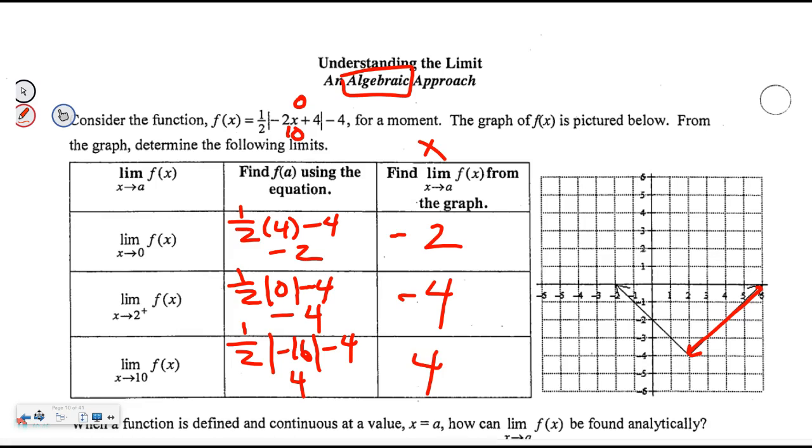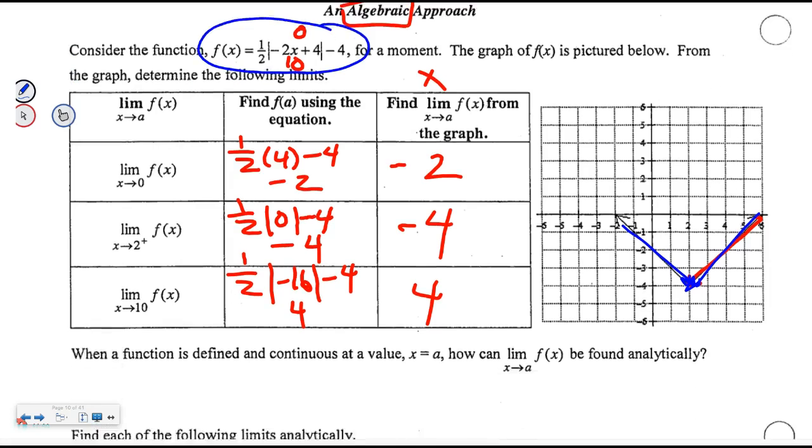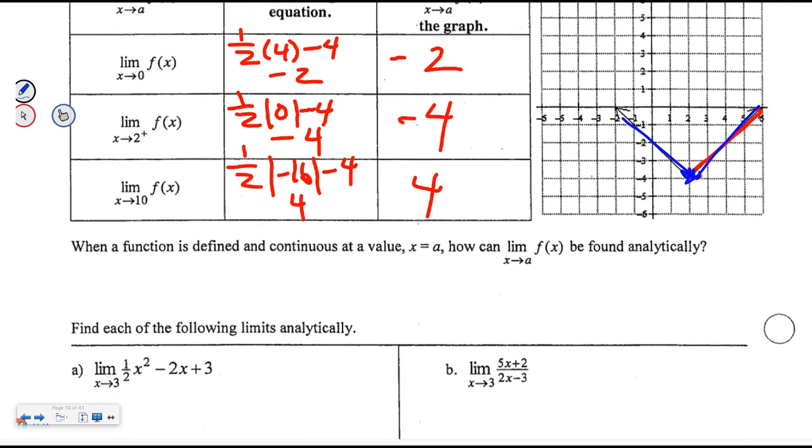Notice it doesn't matter the approach either. This said 2 from the right, but I was still able to plug it in because 2 from the right is the same as 2 from the left, is the same as just plain old 2 for that function. But it's because of this type of function. It meets the criteria that it's allowed for just plugging it in. It says the function has to be continuous there. Is the absolute value function continuous everywhere? Yeah, so not even just at my approaches, it's continuous for all real numbers. Basically, I call this it has no issues. And if it has no issues, meaning holes or asymptotes, right, you can just plug it in.